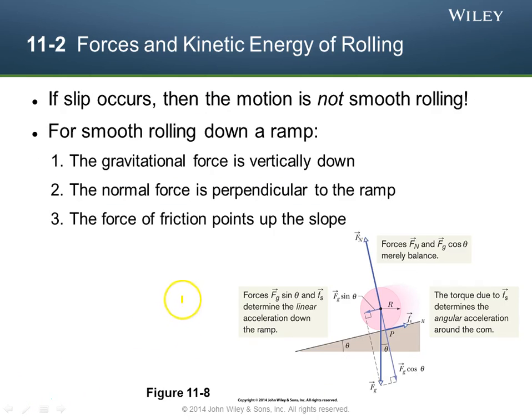For smooth rolling down a ramp, we have a nice diagram here that shows why we are going to roll, because our point of contact is going to be down here at P, but gravity is slightly off of that. And so this torque is going to cause a rotation, and therefore the object is going to begin to rotate and roll down the hill.